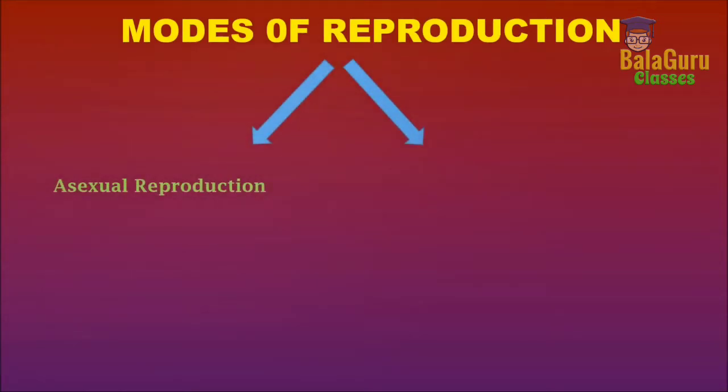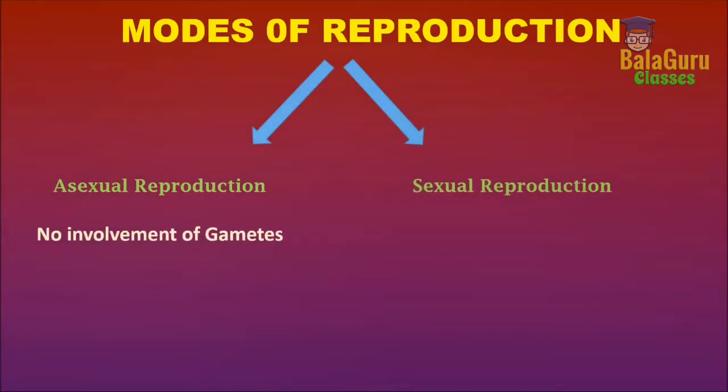Modes of reproduction. There are two modes of reproduction. They are asexual reproduction and sexual reproduction. Asexual reproduction involves no gametes. The gametes are not formed and there is no fusion of gametes even. But in sexual reproduction, the gametes are formed and these gametes fuse to form the zygote. The zygote further develops into the new organism.